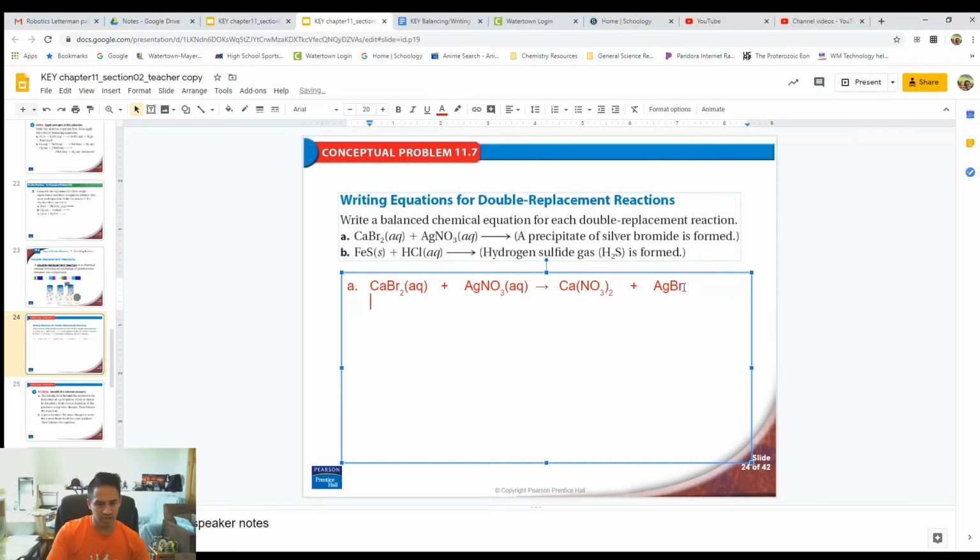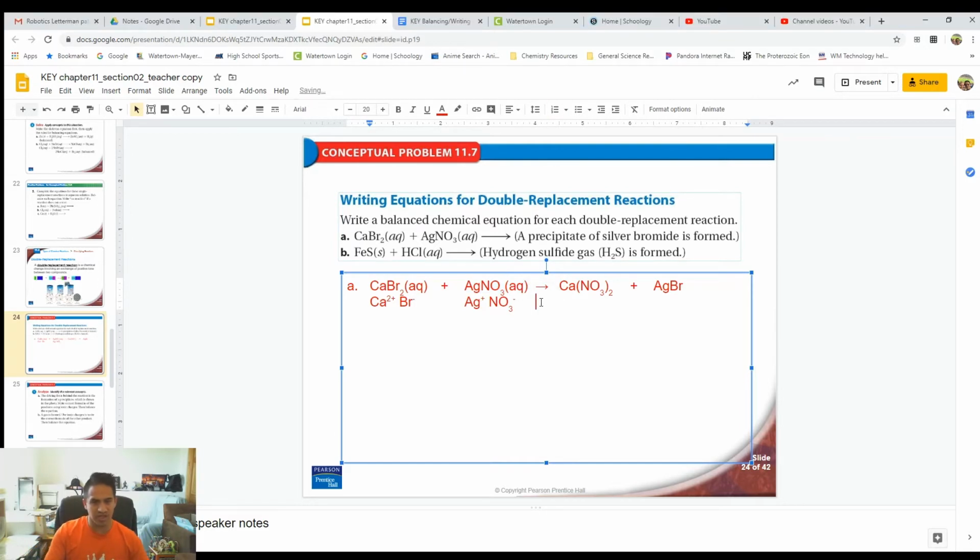Remember that in calcium bromide, we have calcium, which has a charge of 2 plus, bonded with bromine, which is minus 1. So we have a -1 charge ion and a +2 charge ion. We need 2 bromides to balance it out. That's why there's a 2 in the formula here. As for the other one, we have silver, which is Ag. That has a charge of +1, bonded with nitrate, which is -1. Those balance out, so there are no subscripts here.